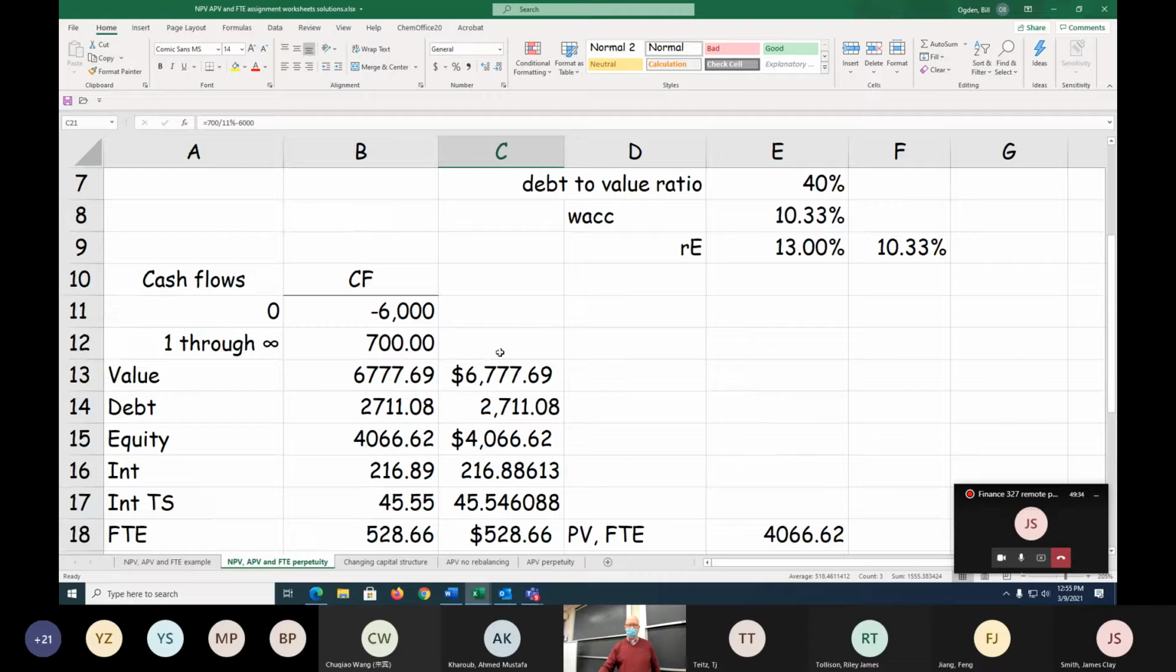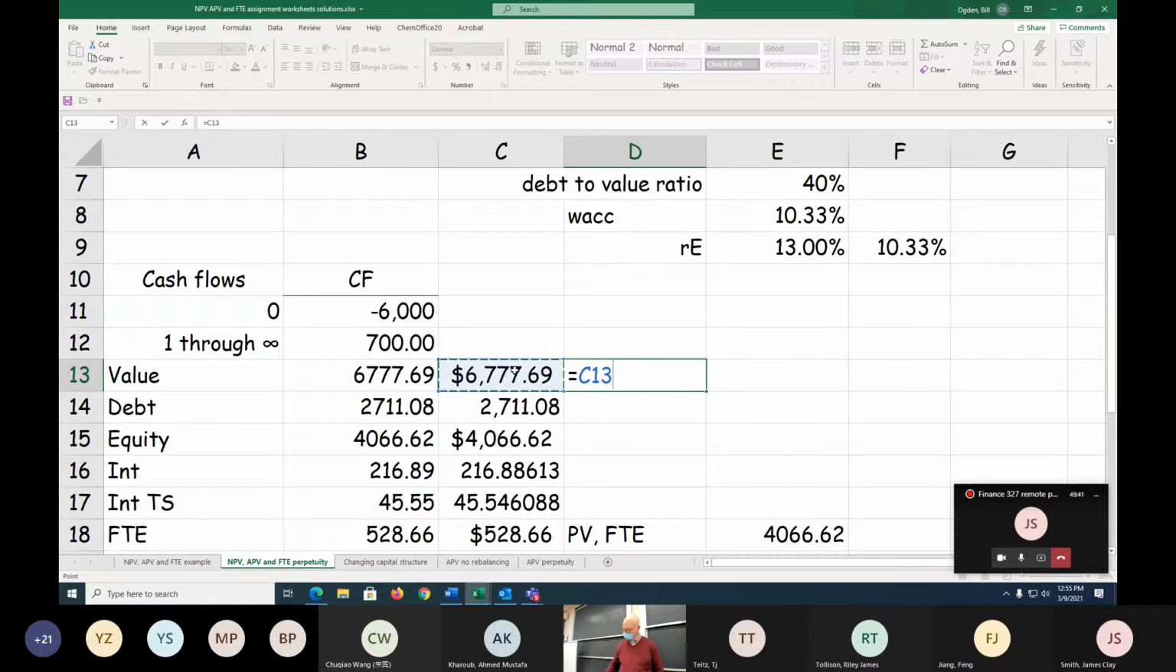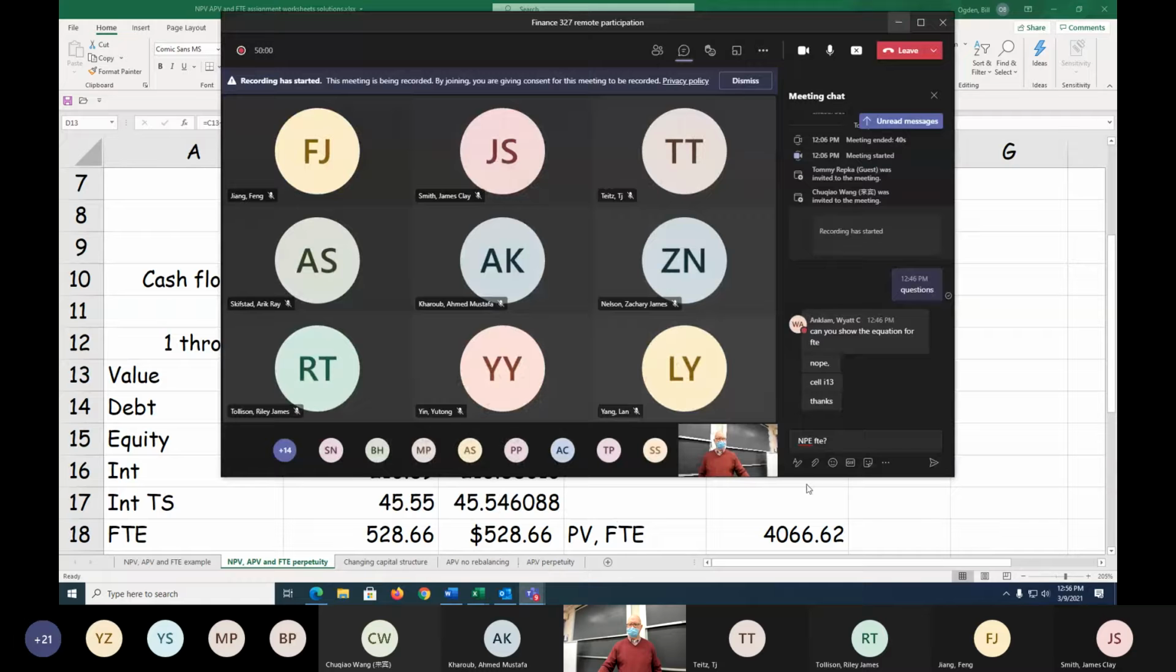Okay. The NPV will be the value minus the cost. So they're all the same. Gotta be. They're algebraically identical. You have to do a little bit of massaging your algebra to make it work, but they're the same. Okay, so what do we have? Any questions on this one?